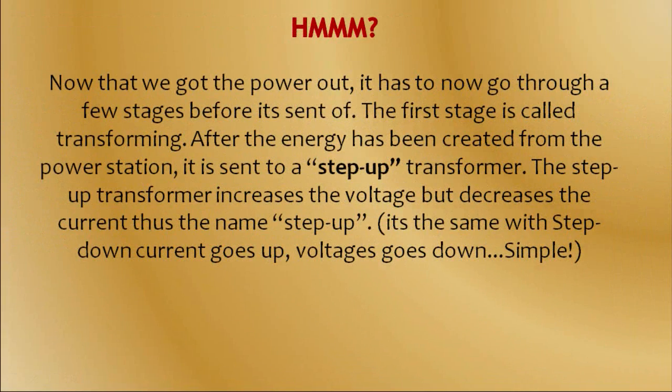Now that we've got the power out, it has to go somewhere. It has to go through a few stages before it's sent off. The first stage is called transforming. After the energy has been created at the power station, it is sent to a step-up transformer. The step-up transformer increases the voltage but decreases the current, thus the name step-up. It's the same as step-down: current goes up, voltage goes down. Simple.